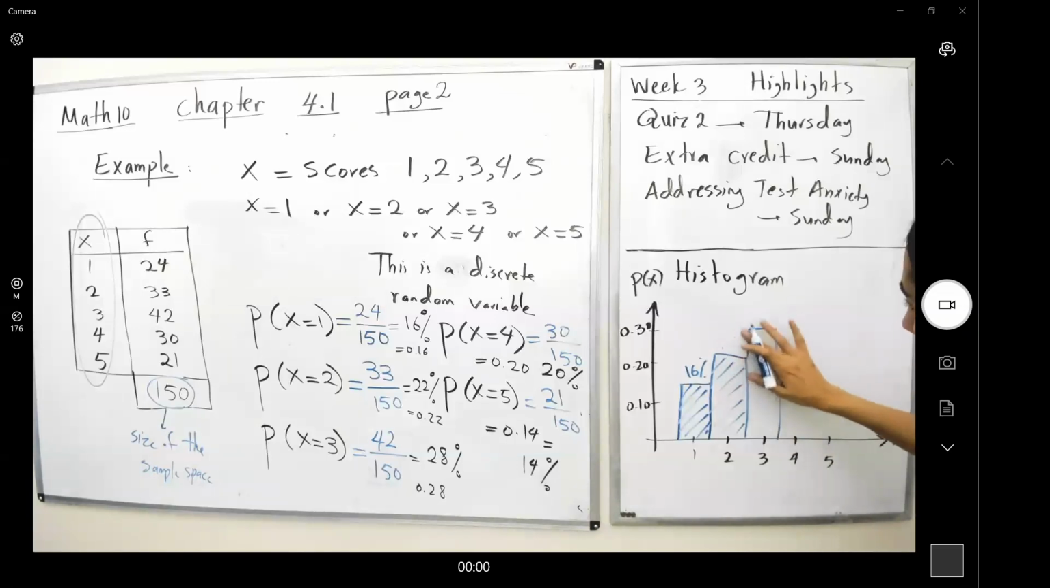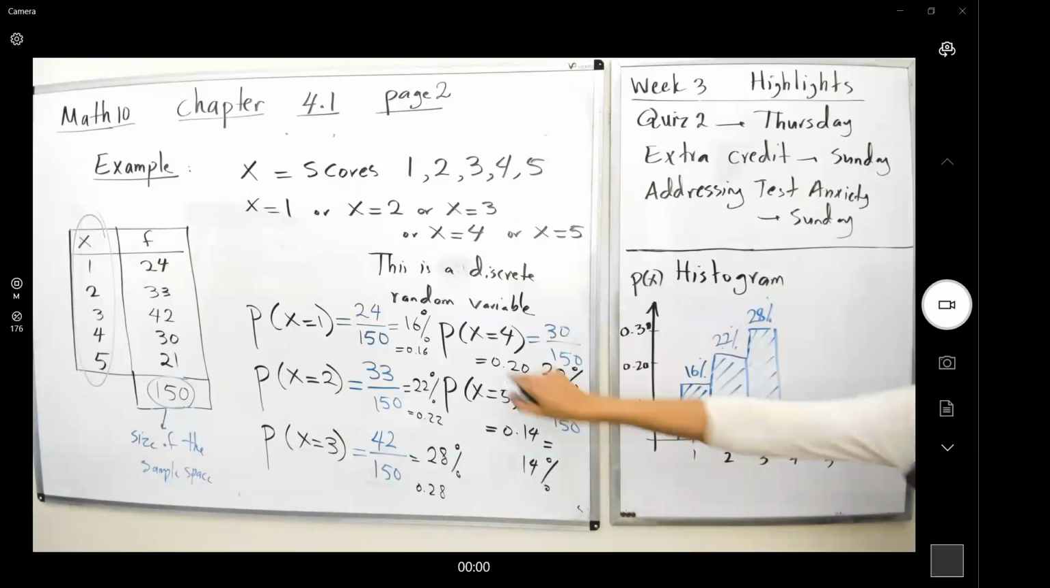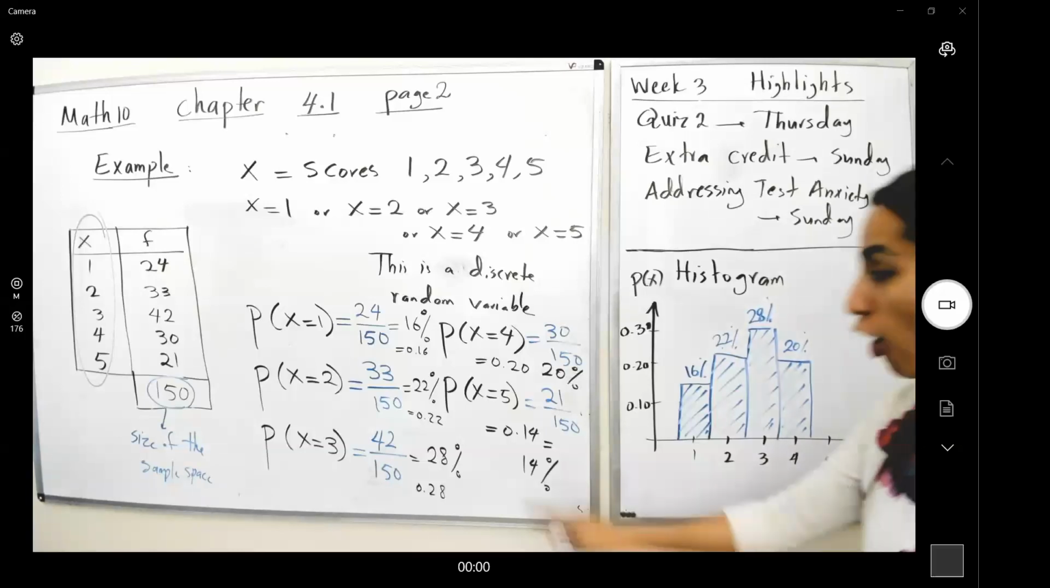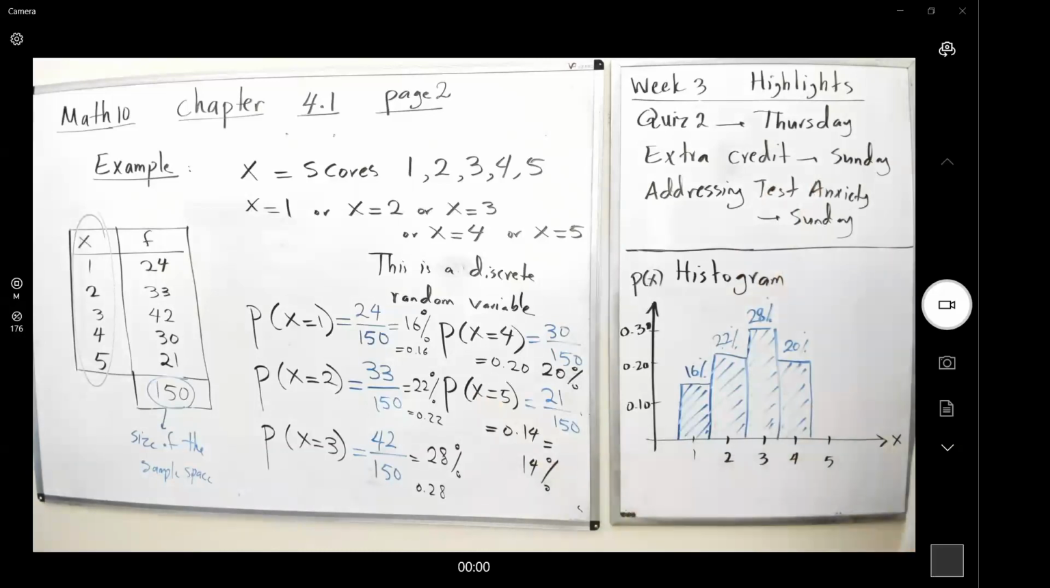So let me just write this out here. 28%, and this is my third bar. Okay, if x is equal to 4, I have 20%. 20%, very well. Let's go a little bit further down. And finally, when x is equal to 5, you have 14% chance, which is roughly here. 14%.